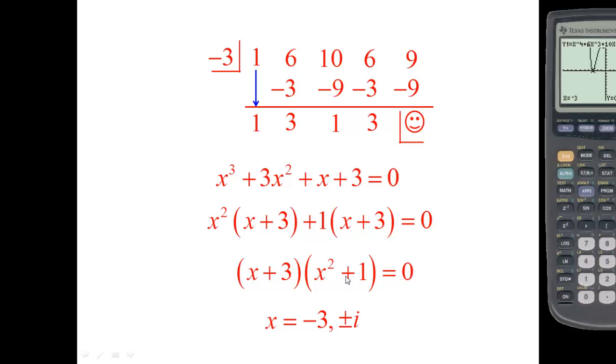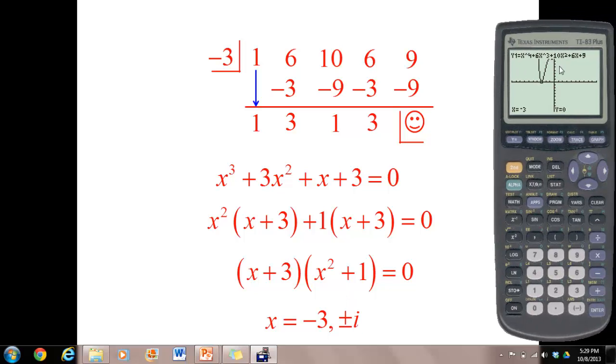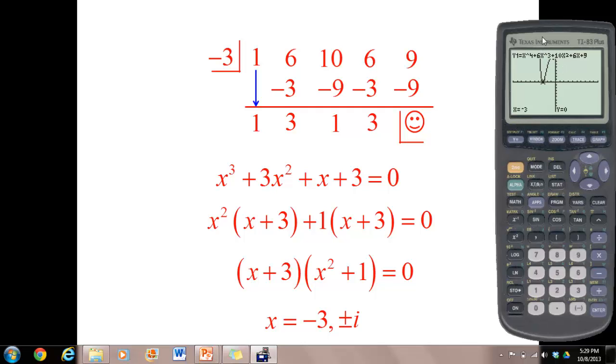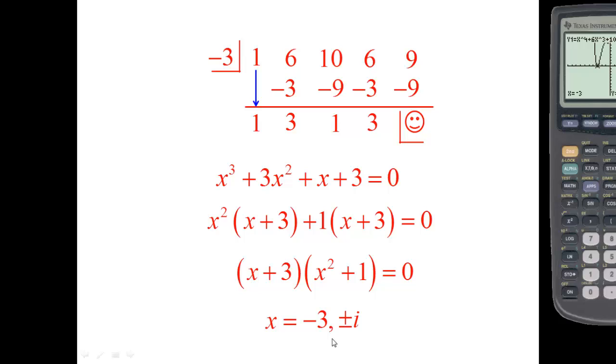And on x squared plus 1, that's going to produce positive negative i, which is what I expected, remember, when I got that hump that didn't cross the x-axis. I expected some imaginary solutions. So I have solutions of negative 3 and positive negative i, but of course I also have that fourth solution of negative 3. But notice negative 3 is already listed down here. I don't need to list it twice, but it is helpful to recognize a multiplicity of 2. So here is my final answer, negative 3 and plus or minus i.